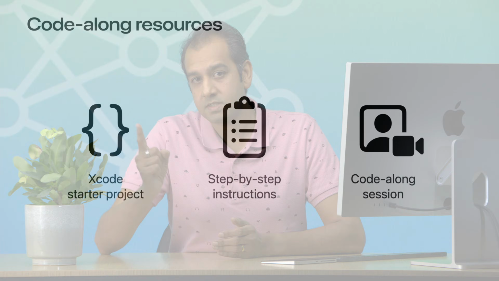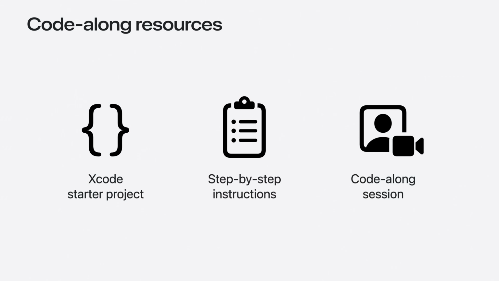To get the most out of today's code along, you have 3 key resources. First is the Xcode starter project. It has all the boilerplate UI and assets ready to go. If you're watching on developer.apple.com or the developer app, you'll find this under resources at the bottom of the page. If you're watching this on YouTube, it's linked from the description.